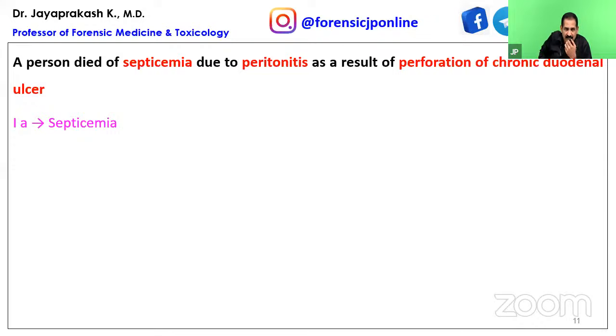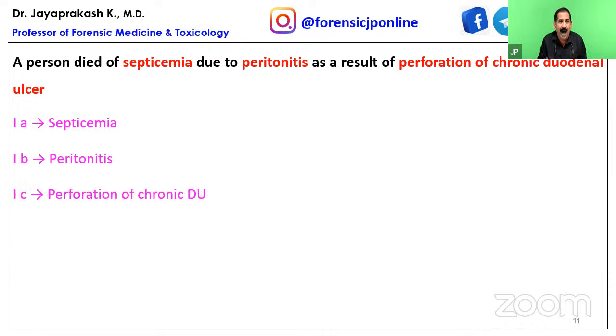What they wrote, Kishan? They just wrote, they understood. Now they're writing peritonitis. Okay, perfect. 1B, peritonitis. Yes. Now, what are you supposed to fill under 1C? They write perforation. Perforation of chronic duodenal ulcer.